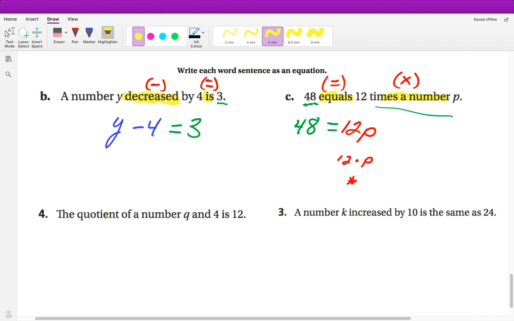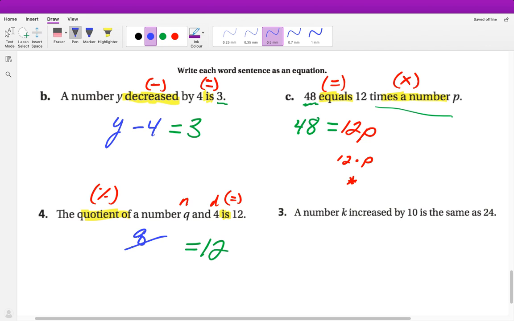It says the quotient of a number. Well, once again, I know quotient is going to be division. So I'm going to write that above it. Of a number q and 4. So remember, it goes in the order. So I'm going to write n and d here just because that means I'm paying attention to what my numerator and denominator is. And then it says is, so I know that this is going to be equals. So is 12 can be rewritten as equals 12. And now remember, the first number is going to be my numerator, so I know I can write q in my numerator and over top of 4. So I could write q divided by 4. I could write it like this as well if I would like to. Either one will be acceptable, but it's up to you how you want to write that.